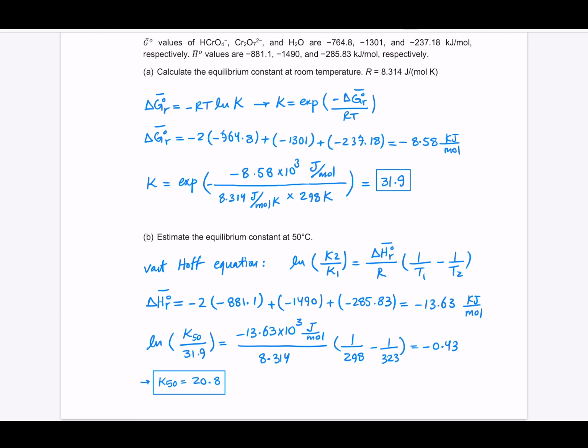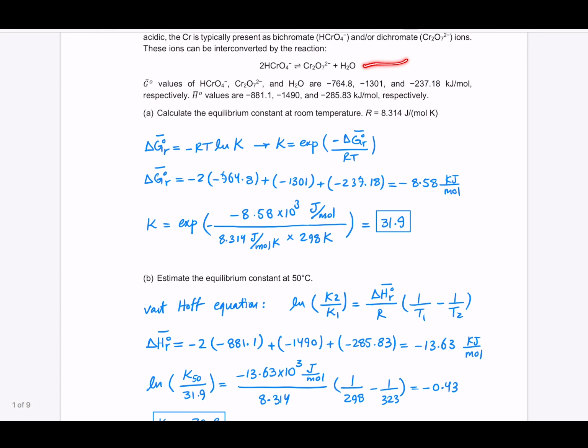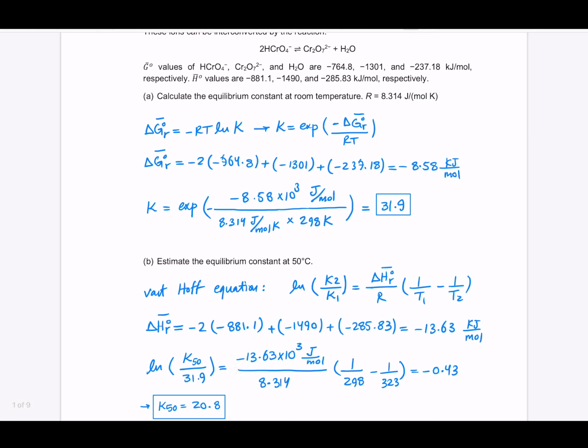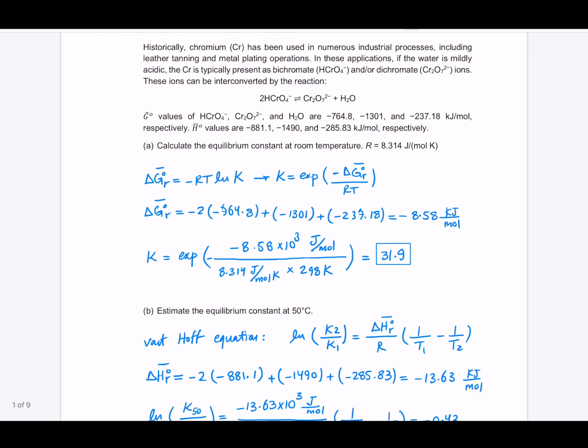What kind of reaction is this one? Exothermic, endothermic? Exothermic. So it exhausts heat. So that means if you increase the temperature, it's against the progress of the reaction as it's written. So that's why the K value is also going down. So when you're at a higher temperature, it starts leaning this way, more dichromate then.